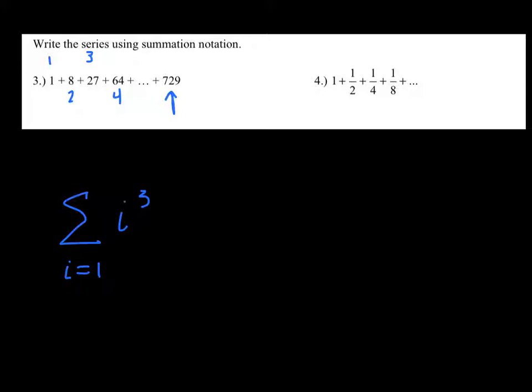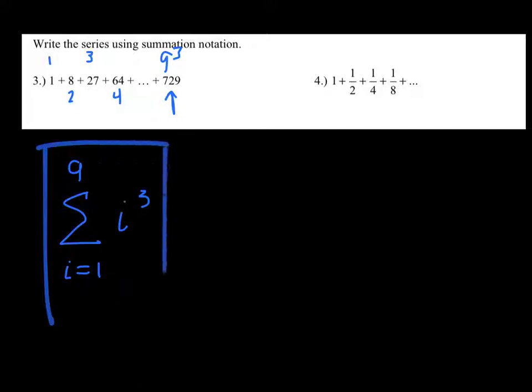729 is 9 cubed. So this series stops at 9. It's going from the first term to the 9th term. And that is your series in summation notation. First term to 9th term with your rule.